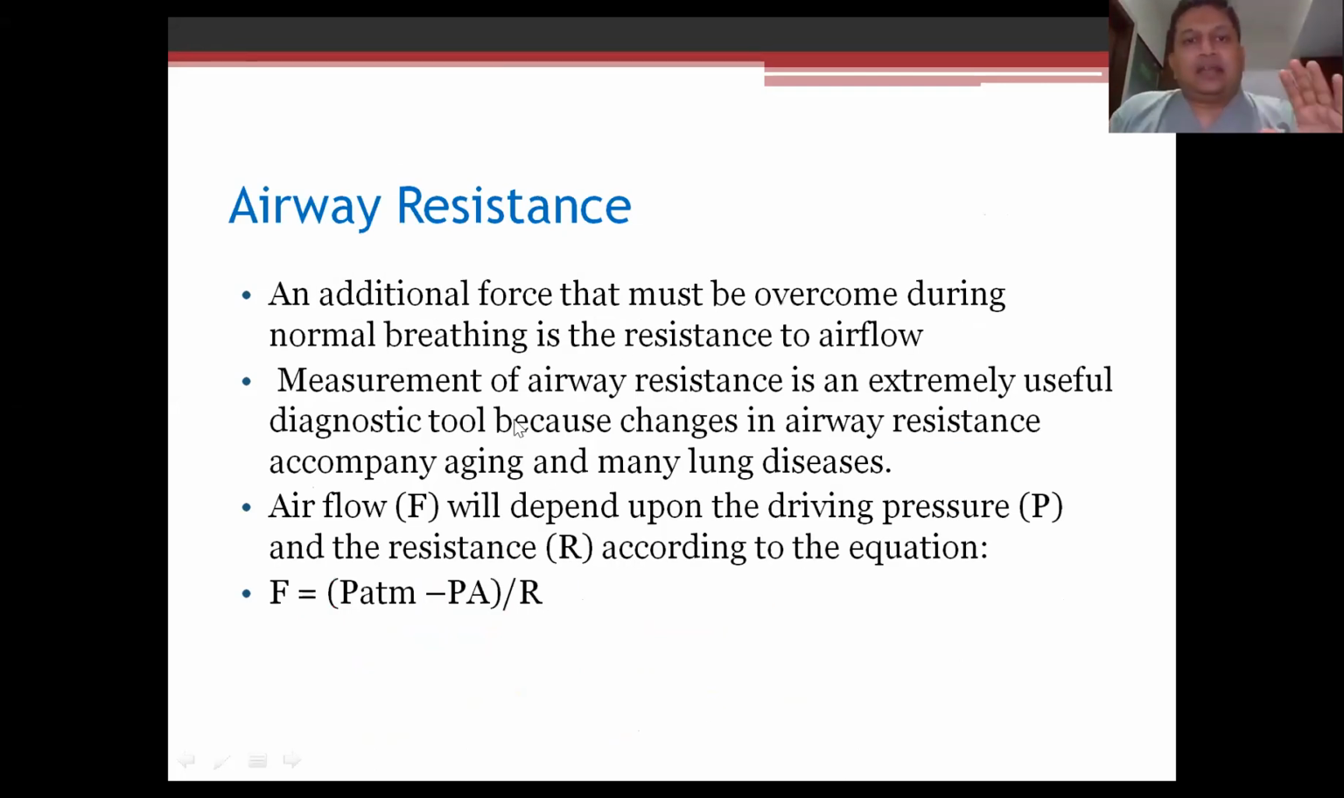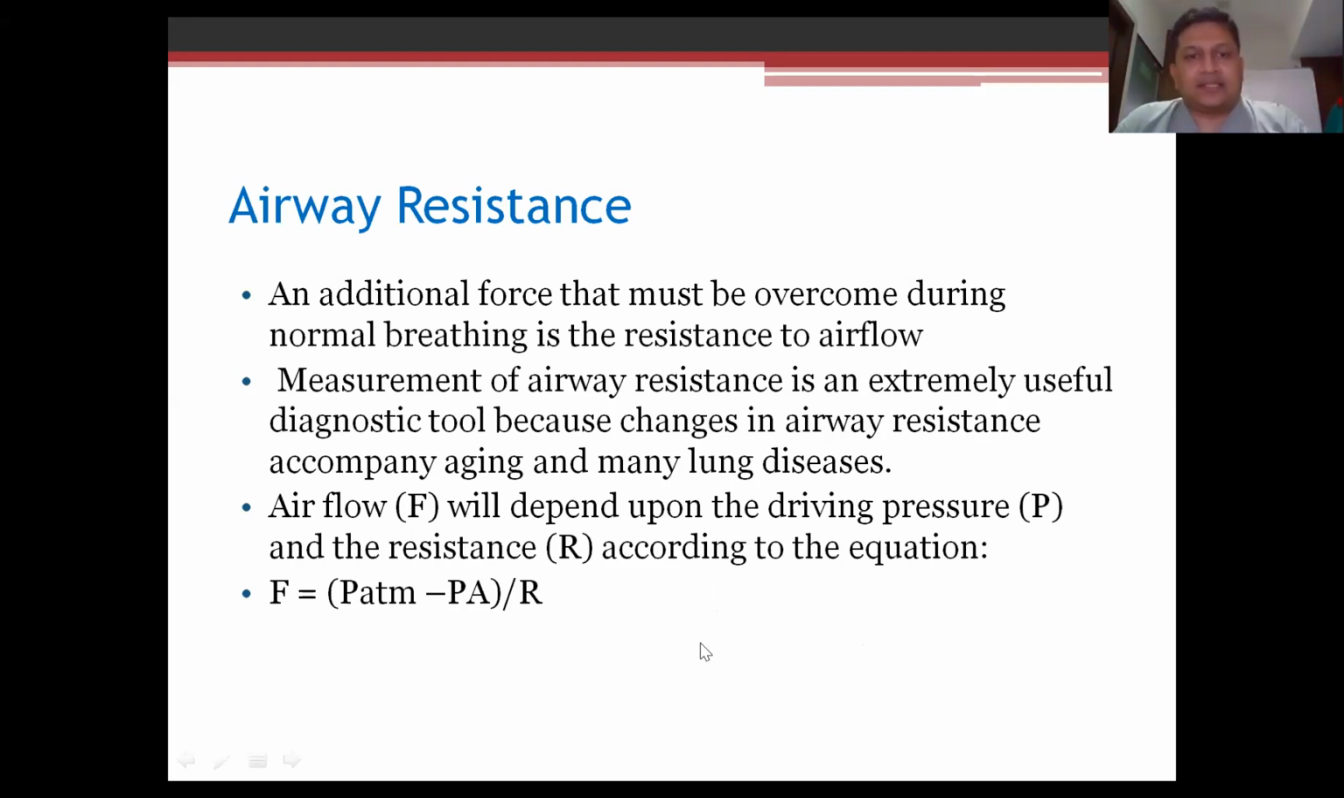Now that is the pressure difference to make the air flow. But the flow of air also depends on two things: one is the pressure difference, and the other is the resistance. How much resistance the air has to overcome will also decide how much volume of air will go into the lung. So an additional force that must be overcome during normal breathing is the resistance. Measurement of airway resistance is an extremely useful diagnostic tool because changes in airway resistance accompany aging and many lung diseases.